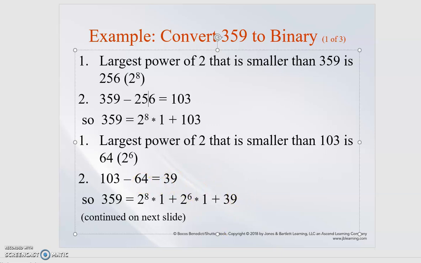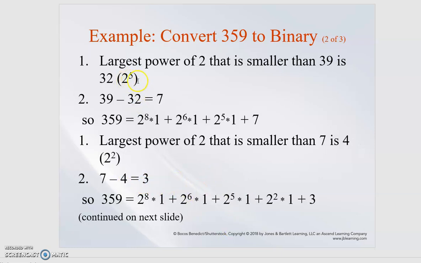Now we have to split this 39, right? So for 39, the highest number that can be represented as a power of 2 is 2 to the power of 5. So 39 minus 32 becomes 7. Now you are saying that 359 can be represented in this format, right?